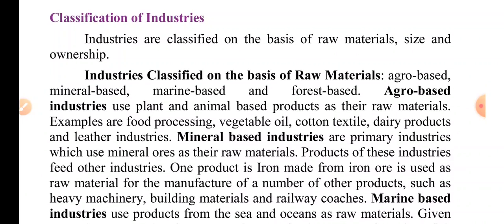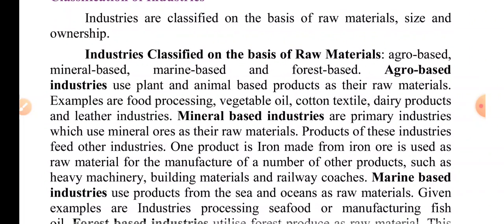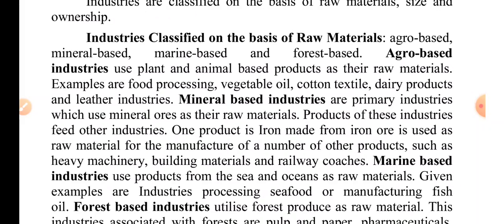First of all, let us start from the raw materials. That means industries classified on the basis of raw materials: agro-based, mineral-based, marine-based and forest-based. Now let's start with agro-based industries. Agro-based industries use plant and animal-based products as their raw materials. Examples are food processing, vegetable oil, cotton textile, dairy products and leather industries.